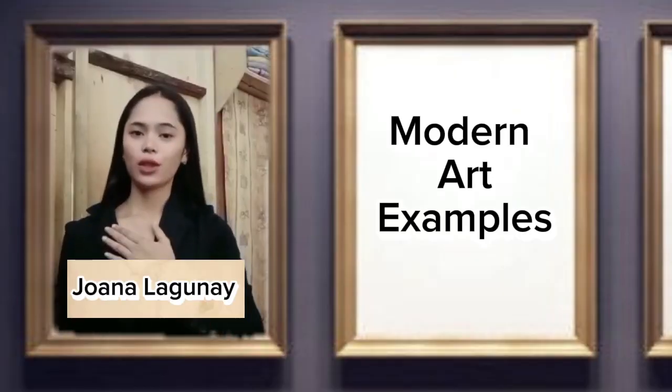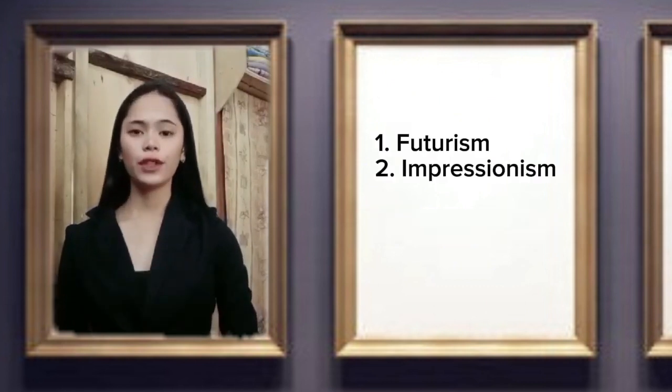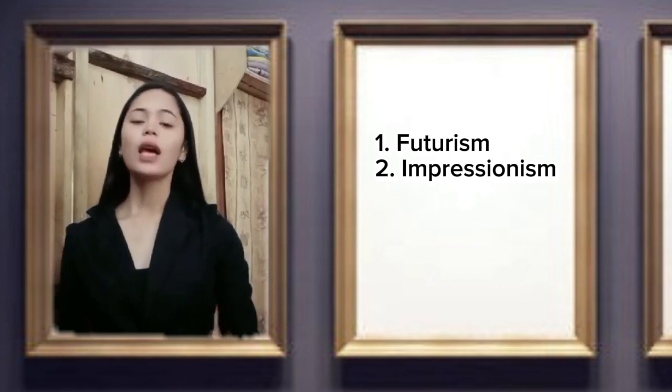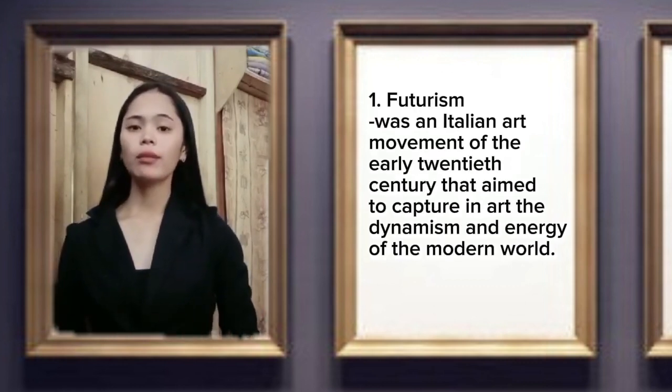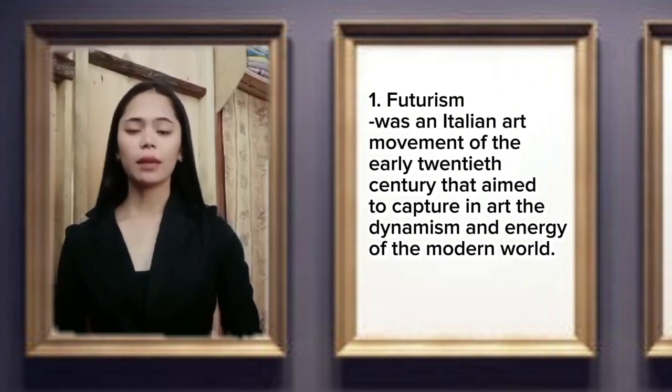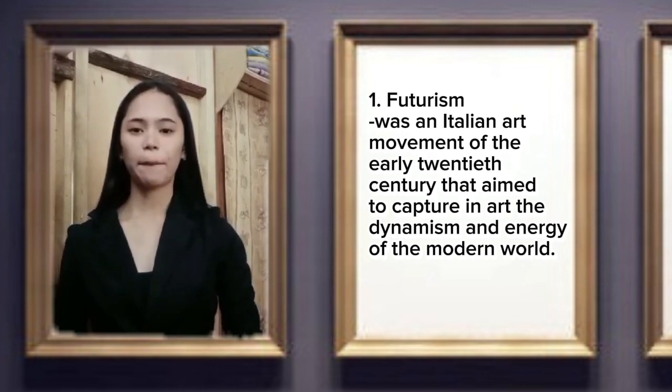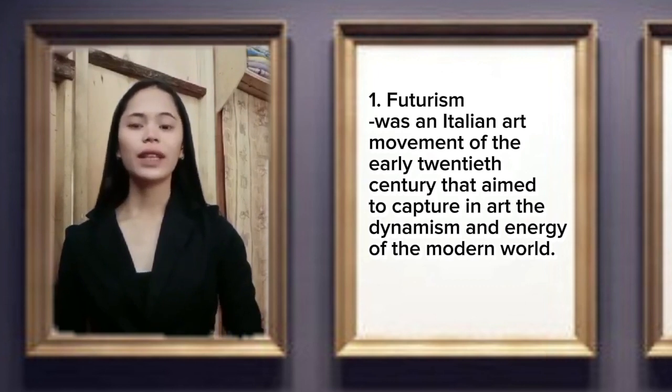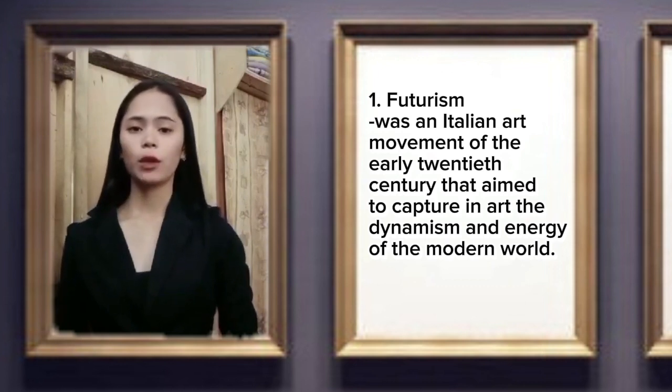Good day everyone, I am Ms. Joanna Lagunay and I will be discussing the modern art futurism and modern art impressionism. So modern art futurism was an Italian art movement of the early 20th century that aimed to capture in art the dynamism and energy of the modern world. It emphasizes dynamism, speed, technology, youth, violence, and objects such as the car, the airplane, and the industrial city. Futurist art alternated between semi-abstract and completely abstract. Some representations are reconstructed into geometric forms influenced by Cubism, that the viewer could barely comprehend them.